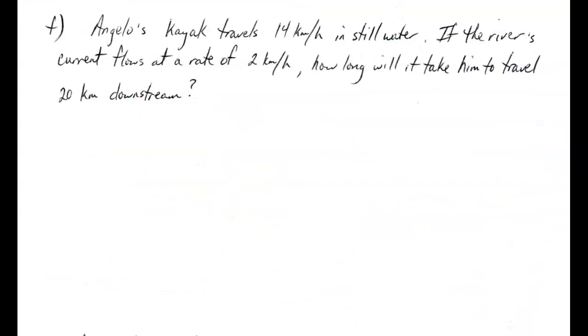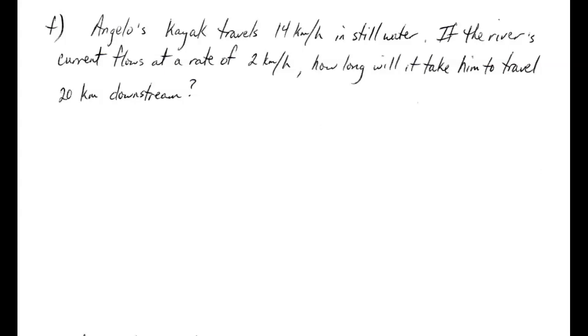So for the next few problems that we're going to do, they're going to entail using the relationship of distance is equal to rate times time. So with this first problem, we see that Angelo has a kayak, and that kayak is traveling at 14 kilometers per hour in still water, meaning water that's not moving. Okay. If the river's current flows at a rate of 2 kilometers per hour, how long will it take him to travel 20 kilometers downstream?